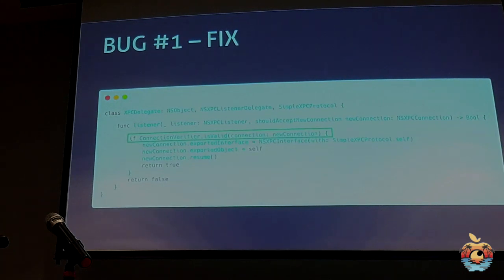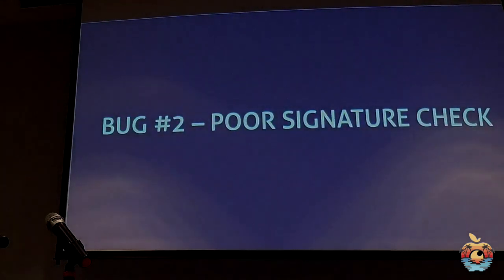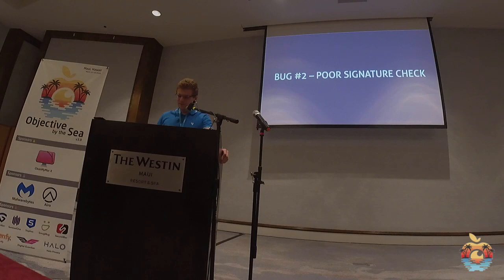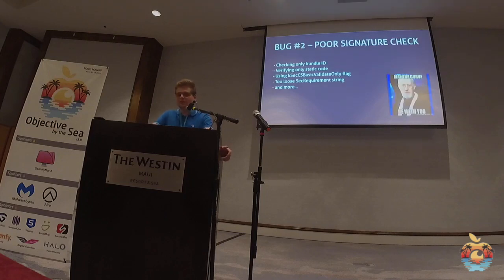But when we are talking about validation of the process, we also in our industry think about cryptography. And since it's cryptography, a lot of bad things may happen here. So the second category of bugs is poor signature check. Examples of poor signature checks may be checking only bundle identifiers, verifying only static code, using the kSecCSBasicValidateOnly flag, which will only make sure the application has been signed with a certificate, but not even if the certificate is trusted or not, tools, SecRequirements string that I will show you on the next slide, and many, many more.